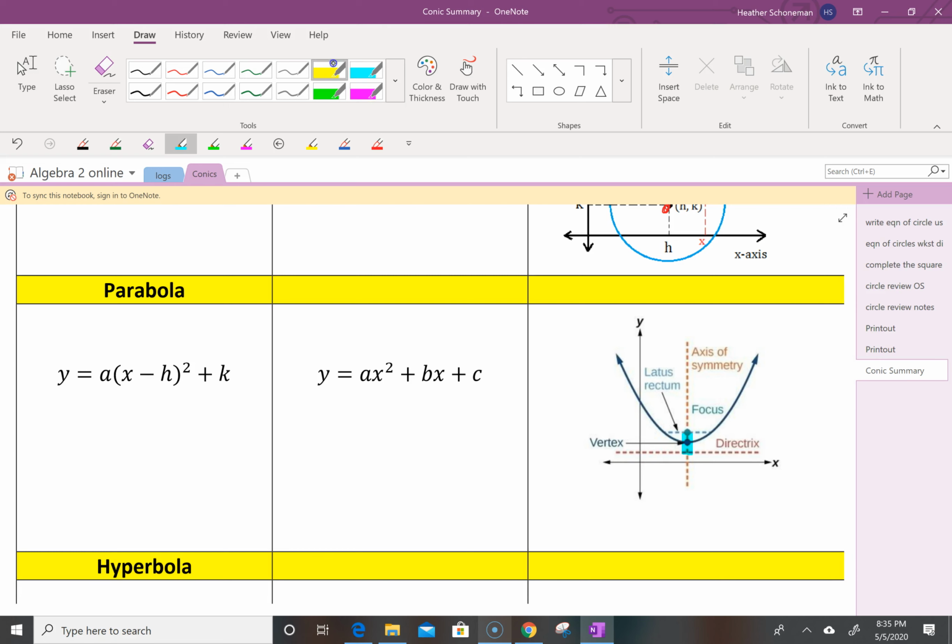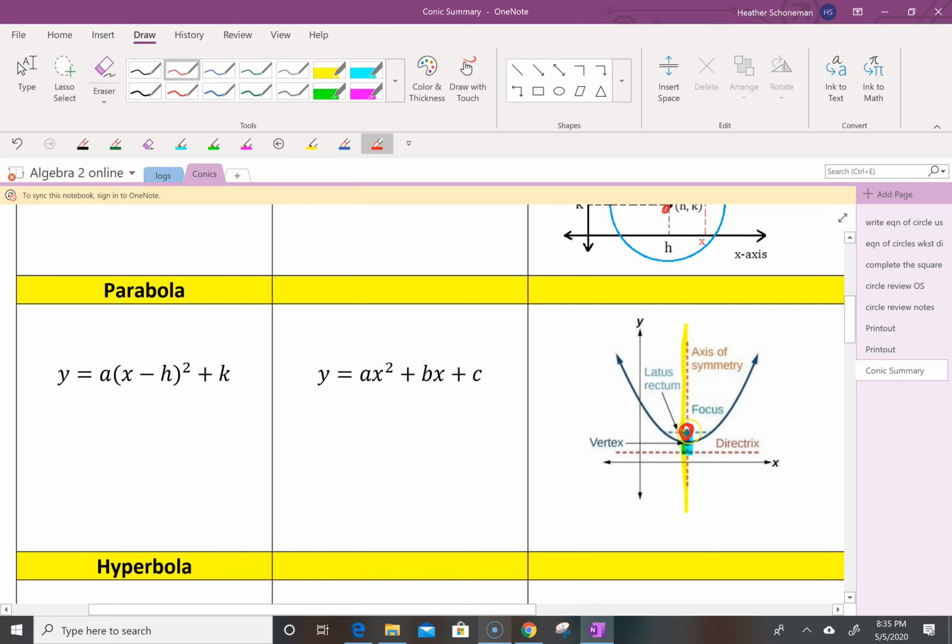We do know about the axis of symmetry. The axis of symmetry cuts the parabola in half. If we were to fold the parabola on that axis of symmetry, everything would match up perfectly. All the points would line up. Now, what might be new to you is this point called the focus, and the focus is located on the axis of symmetry, but inside of the parabola.